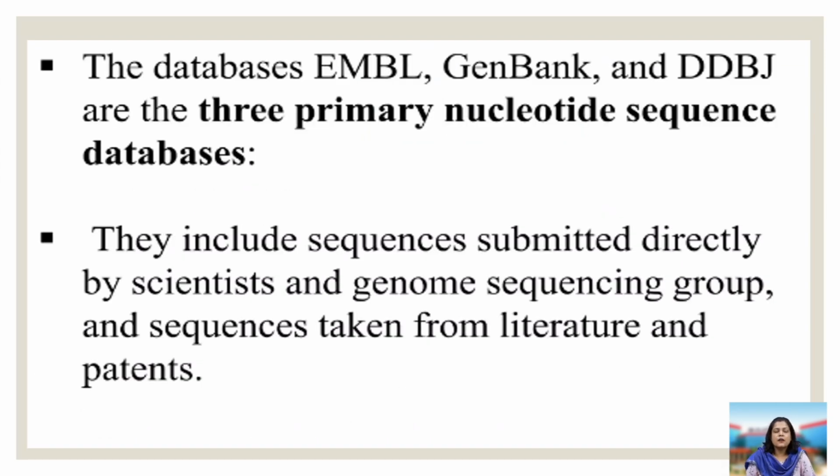There are different types of nucleotide databases, but the most important are three: EMBL, the European Molecular Biology Laboratory, GenBank, and DDBJ, the DNA Data Bank of Japan. These are the three primary nucleotide sequence databases. They include sequences submitted directly by scientists and genome sequencing groups, and sequences taken from literature and patents. Primary databases contain data which are directly received from experimental labs.